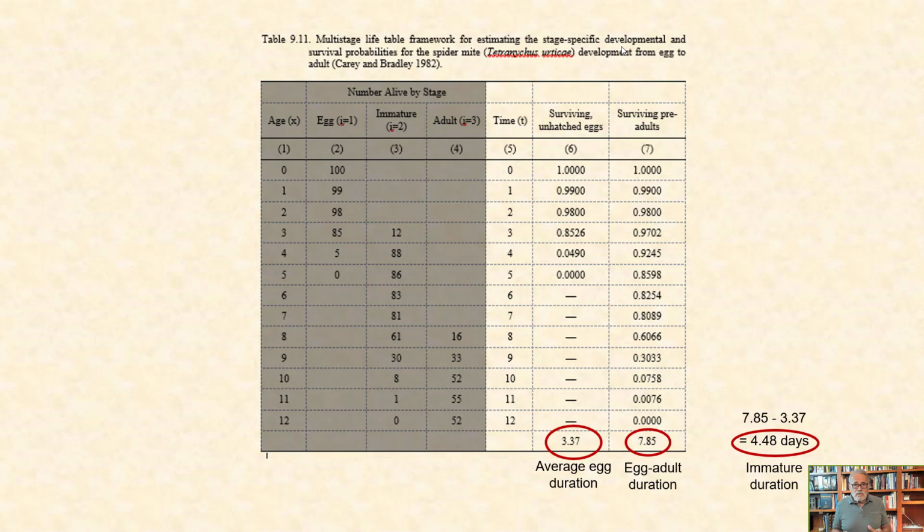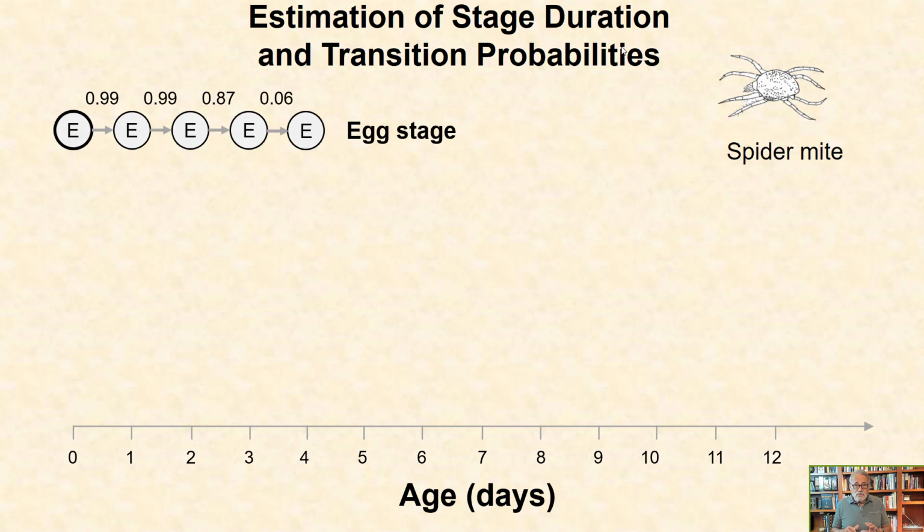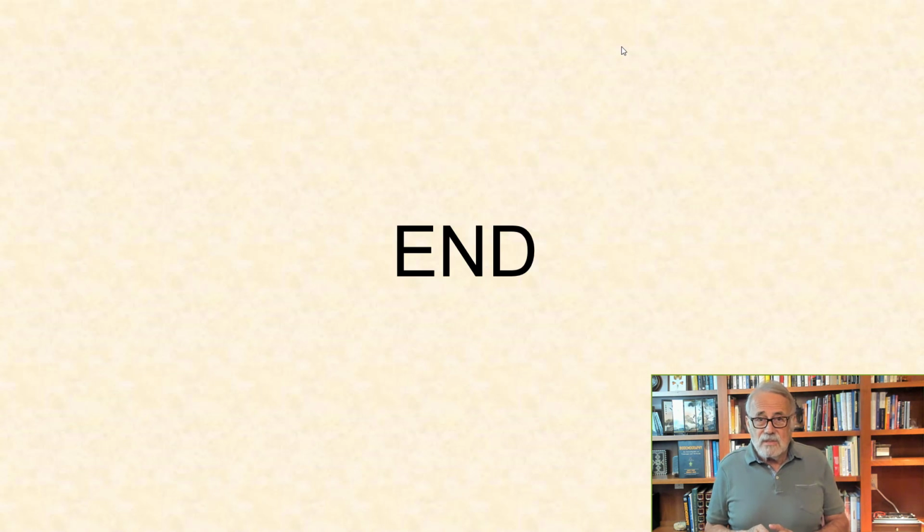Therefore, this multi-stage life table model is useful for estimating the stage durations in species such as the spider mite with overlapping stages due to different developmental rates within a stage when individuals are maintained in groups. This ends Module 9.6 in this 9th chapter.